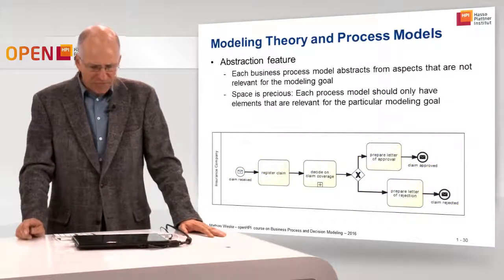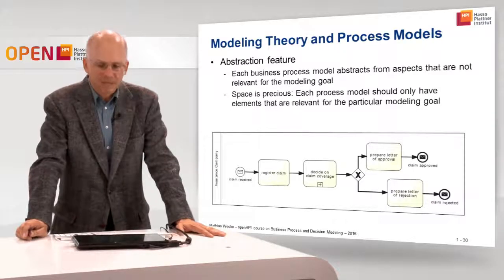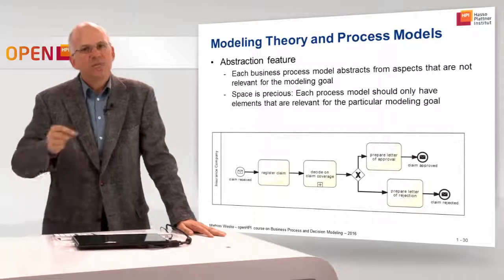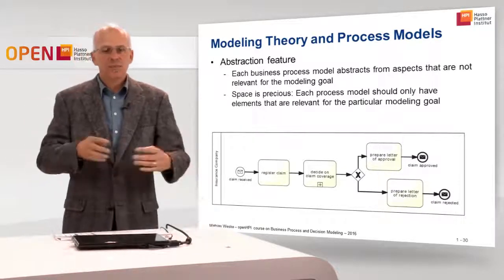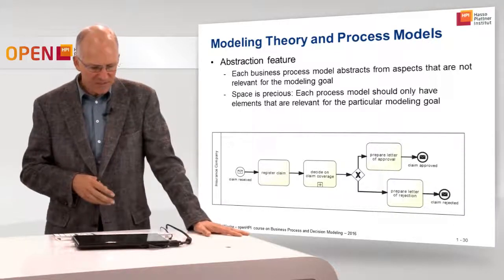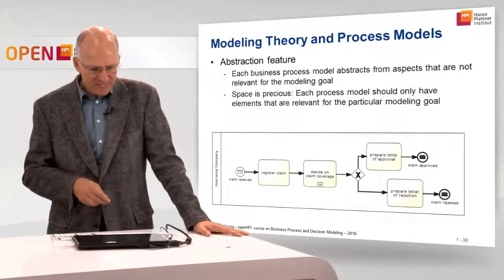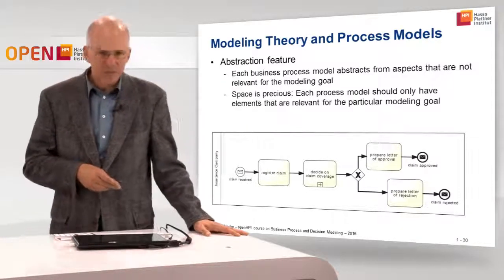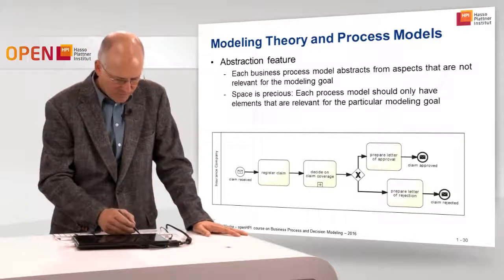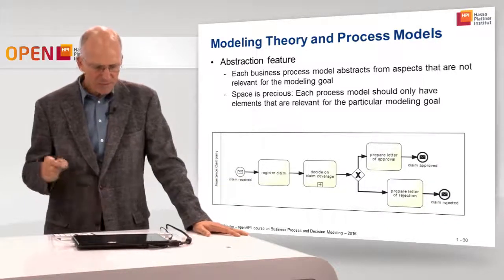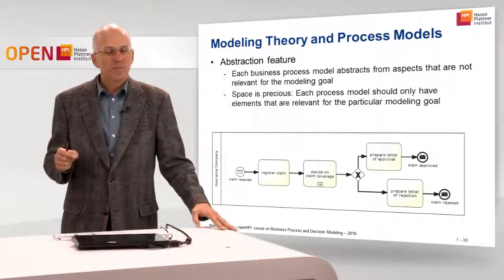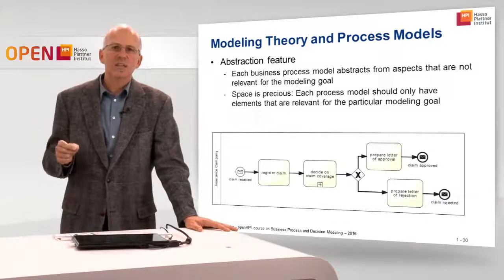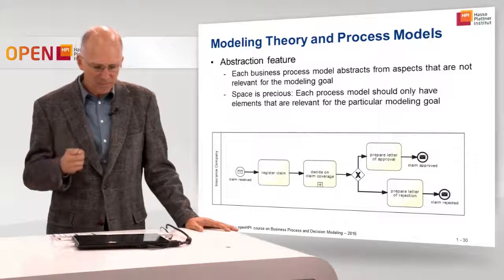How about the abstraction feature? Well, a business process is very complex indeed. Many activities, not all activities, need to be represented in the process model. Otherwise, we'll be getting really huge process models that would be very hard to understand. So a business process model abstracts from aspects that are not relevant for the modeling goal. We shortly also talk about the modeling goal, but important is that process models are also models in the sense that they have the abstraction feature. We need to abstract from details of the original, of the process that are not important for the modeling goal.